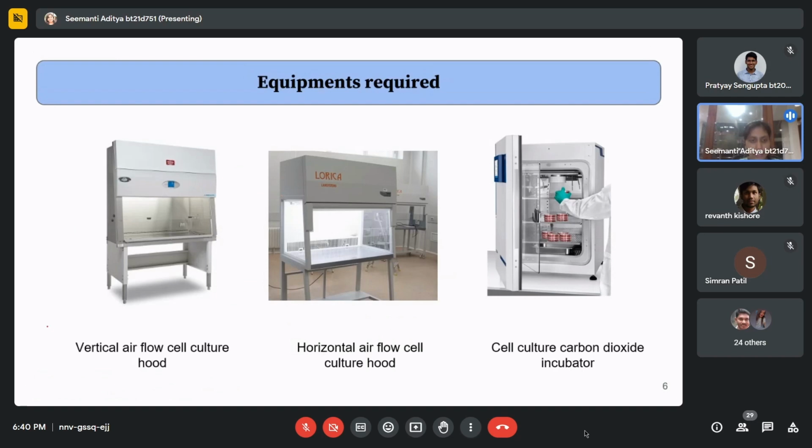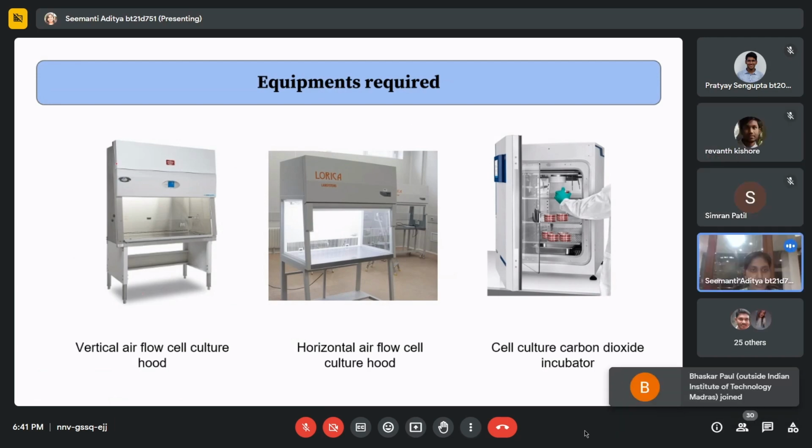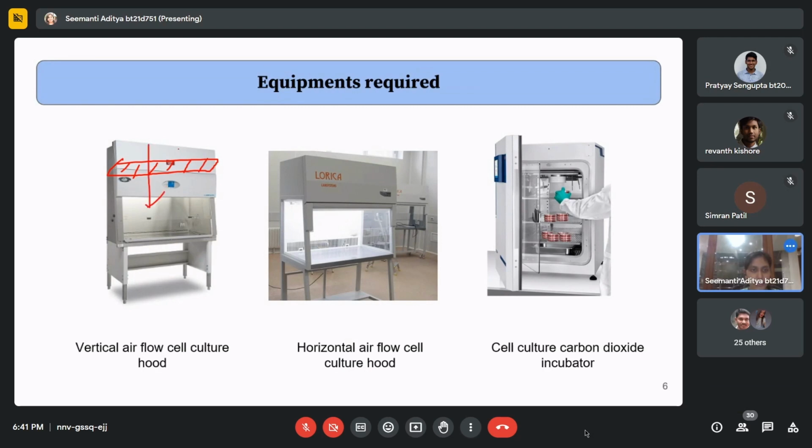Then these are some images that I took showing the difference between the vertical airflow cell culture hood and the horizontal airflow cell culture hood. The vertical airflow cell culture hood has the HEPA filter over here, as I already talked about. So this is the HEPA filter. It should be present in the top portion of the hood, and air will be flowing from the top like this.